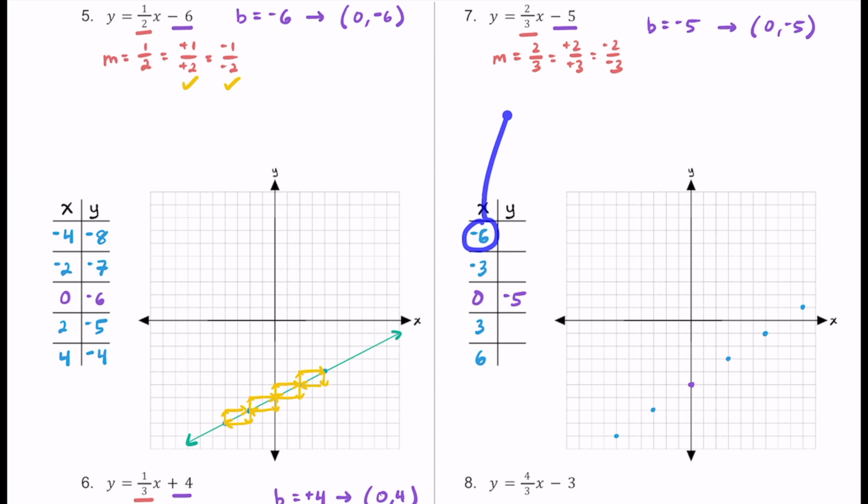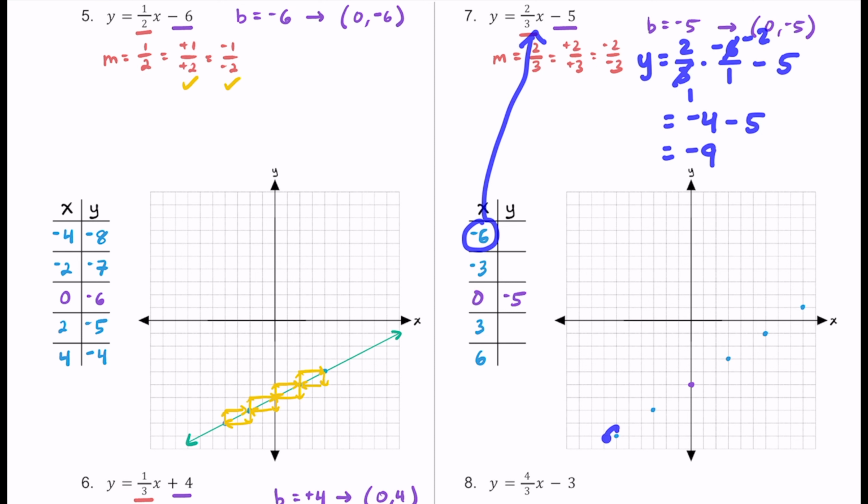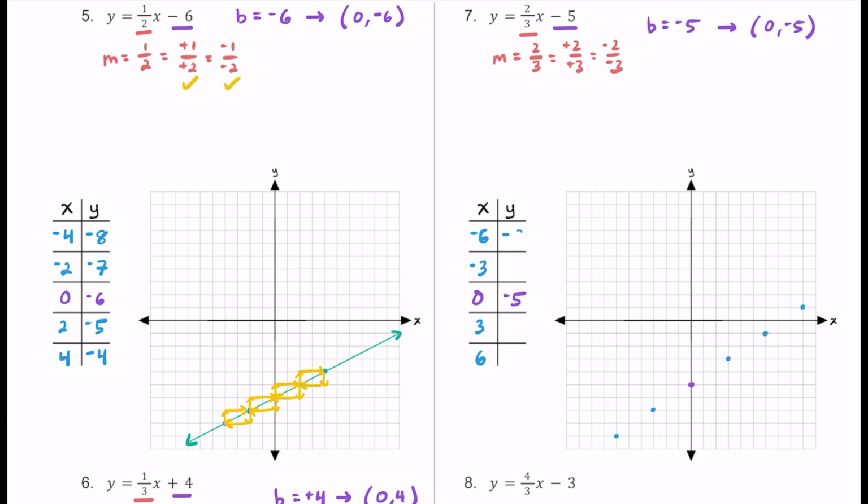Now let's check algebraically just to make sure. So this -6, if we plug it in here, that's going to be y is equal to 2/3 multiplied by -6/1, and then take away 5. And then 3 and -6, that's 1 and -2 if we cross cancel. 2 times -2 is -4, and -4 take away 5, that's going to be -9. So when x is -6, y should be -9. And you can actually see that located right down here. That's -6, -9. So let's go ahead and put that in our table. That's good to go.